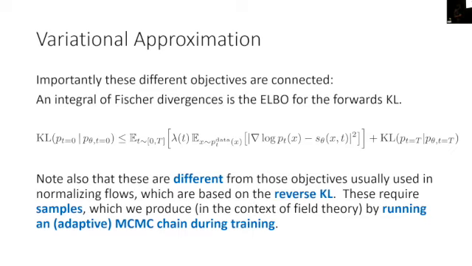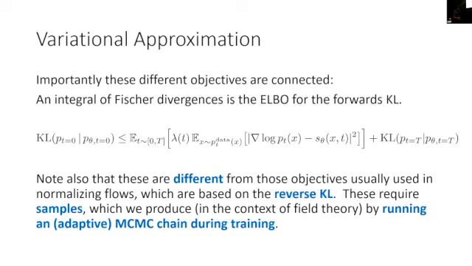But something to say is that these are all very different from the objectives people use in much of the normalizing flow literature, which is reverse KLs. The reason for this is because these are all basically expectation values of something under the true distribution. So you need samples from the true distribution. In physics, you just know the action, the log probability, but you don't have samples.